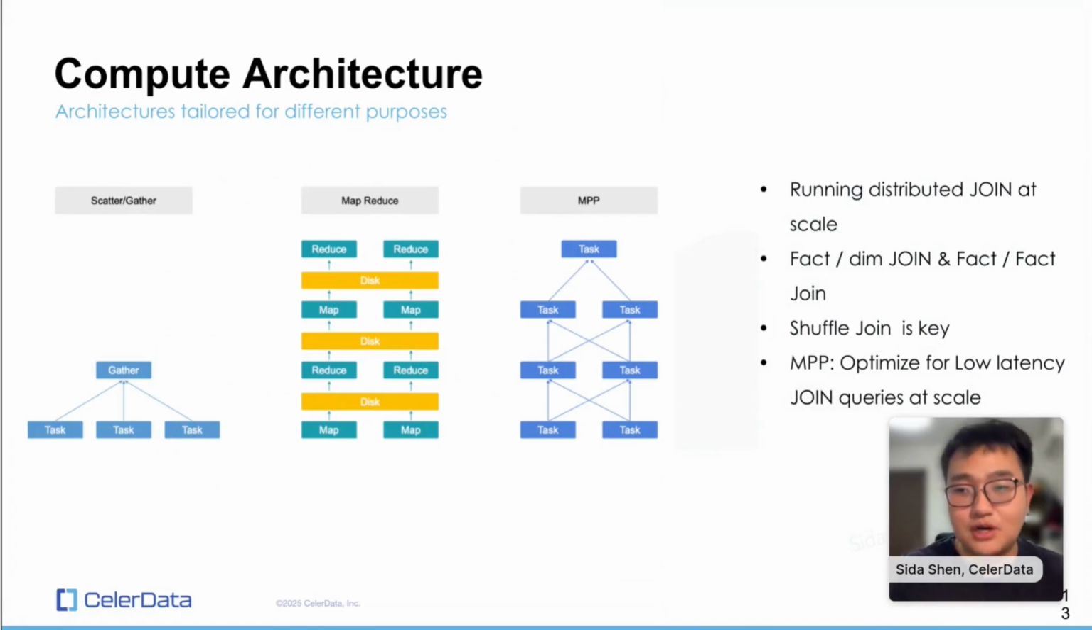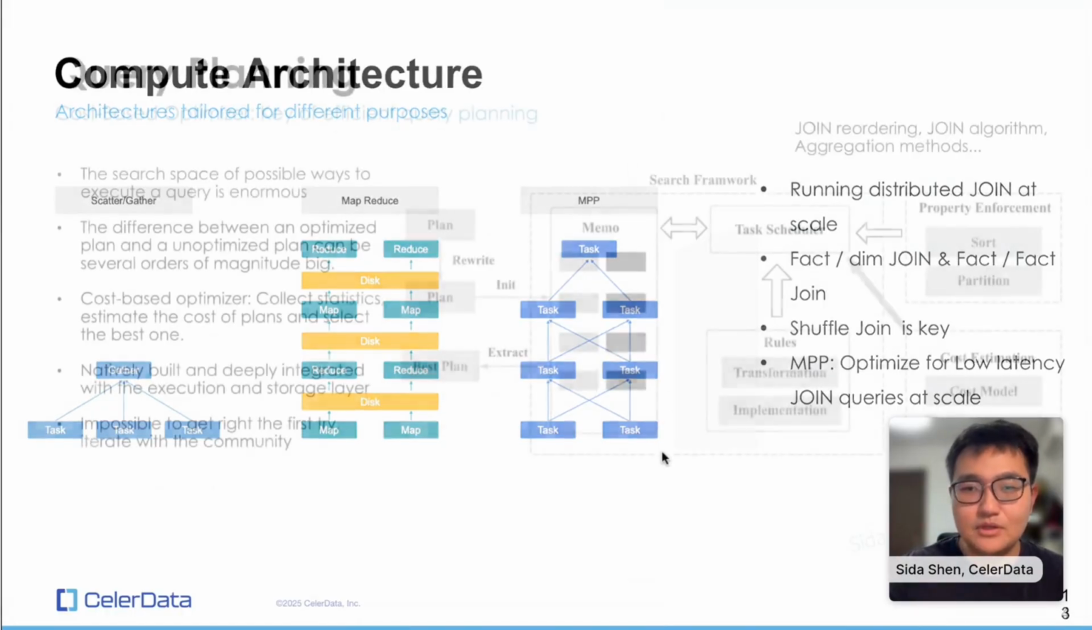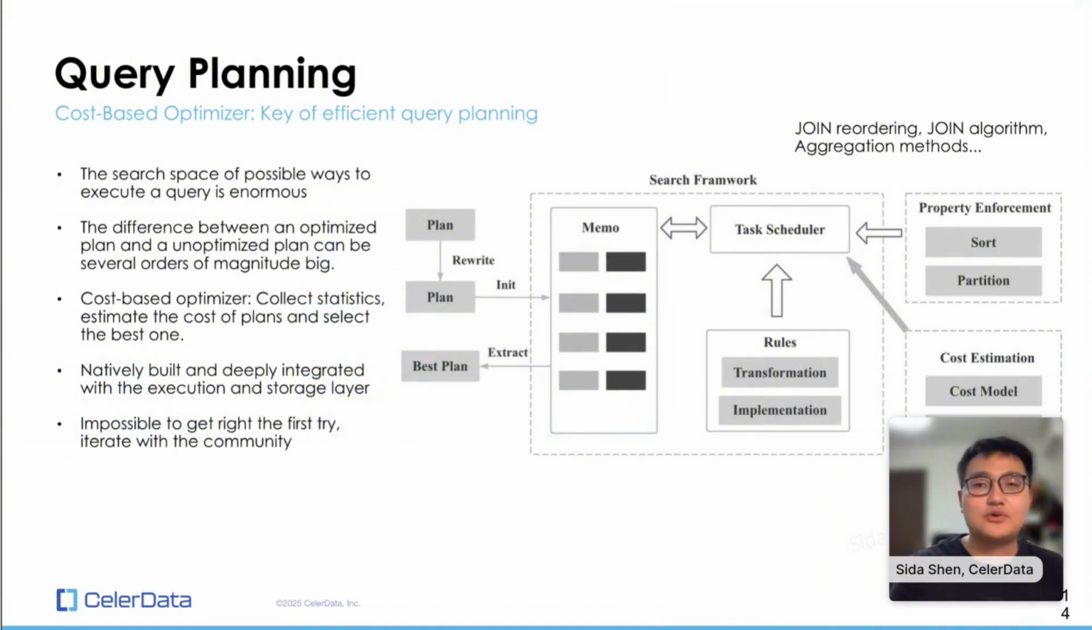So this is computer architecture. If you want to run low latency joins on the fly, you want to look for something that's MPP. And then there is query planning. The cost-based optimizer is the state of the art in terms of planning, generating the most efficient query plan for our executor nodes to execute. Query planning is very, very important, especially for join queries.